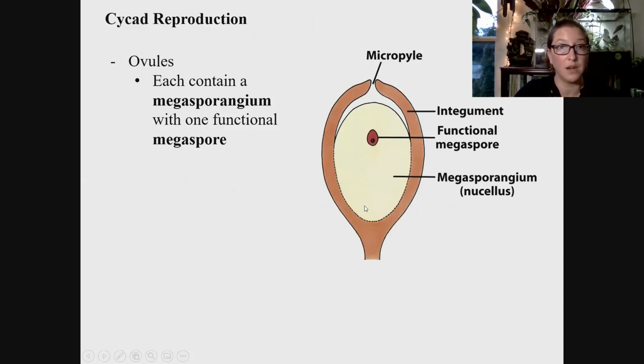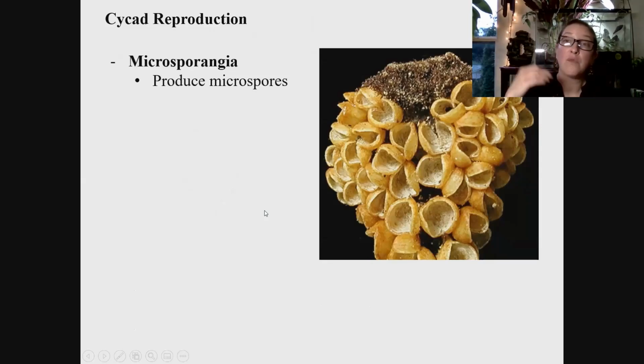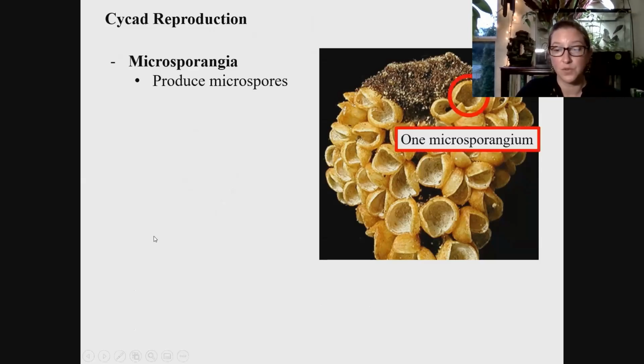So here's our ovule again. We already saw this a couple slides back. Just a reminder that inside of the ovule is that megasporangium, and inside of that megasporangium is a megaspore, one megaspore. For the microsporangia, they're also located on leaves. The leaves don't always look like leaves, but they're located on leaves, and they, just like we have seen before, produce the microspores. So this little yellow Pac-Man thing is one microsporangium on this weird looking leaf.